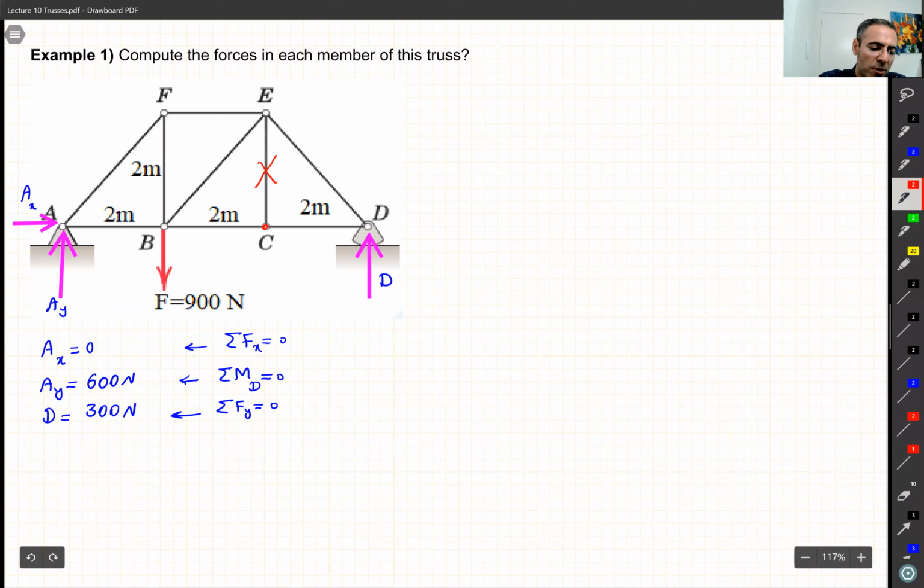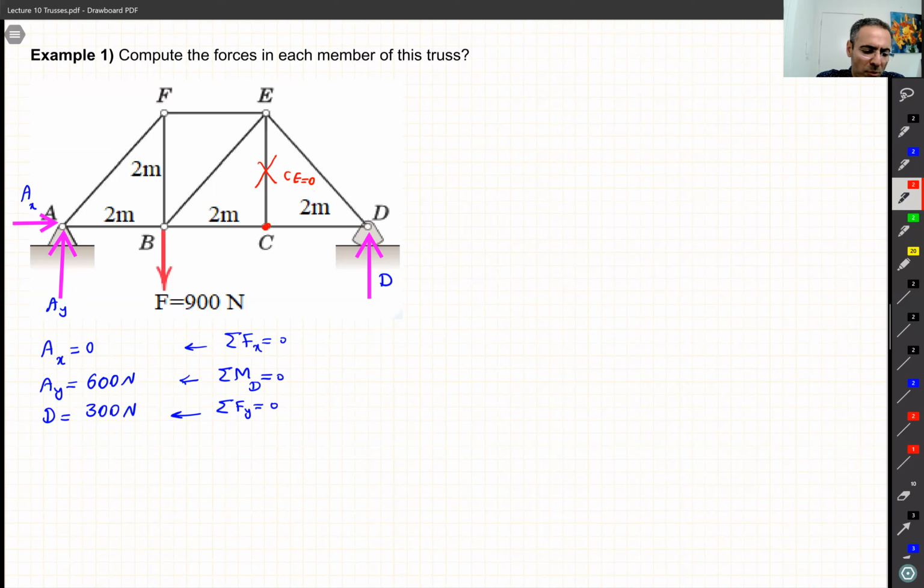So C is a zero force member. Why? Look at joint C. It has the 3 conditions that we want, like 3 members, 2 of them in one line. There is no external load. So C is 0. We need that one because for the next steps that we solve, we know that that one is 0. We don't need to do anything about it.